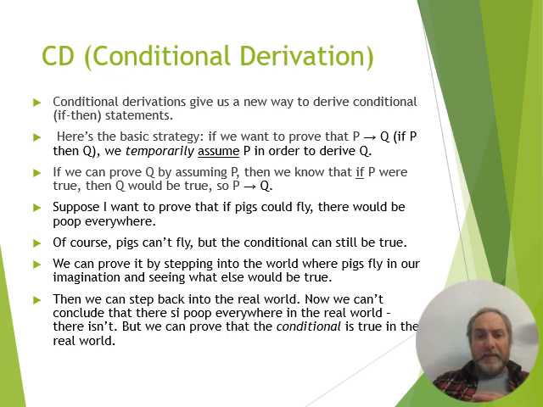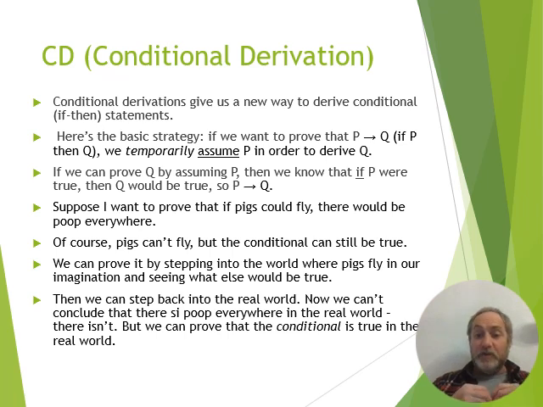The basic strategy is this: conditional statements only say that if this were true, then the other thing would be true. So if we want to prove a conditional statement, we can just assume the antecedent is true and show that the consequent follows. If we do that, that shows the conditional is true. That might feel a little abstract. We'll get into some more concrete applications.